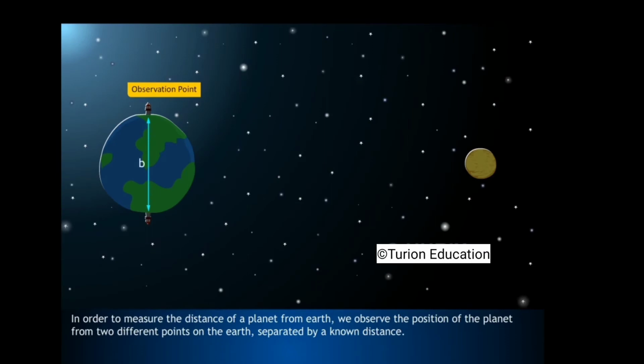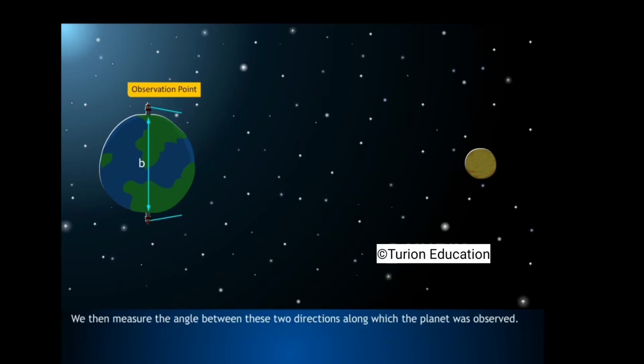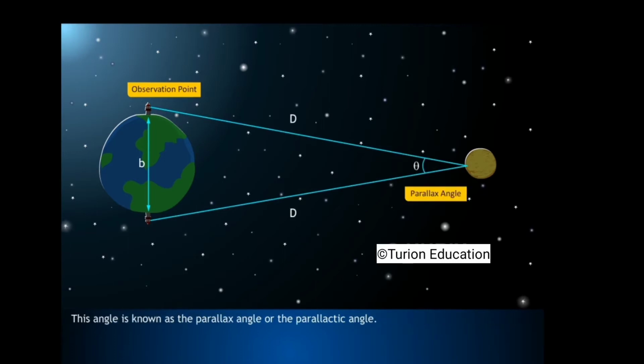In order to measure the distance of a planet from Earth, we observe the position of the planet from 2 different points on the Earth, separated by a known distance. We then measure the angle between these 2 directions along which the planet was observed. This angle is known as the parallax angle or the parallactic angle.